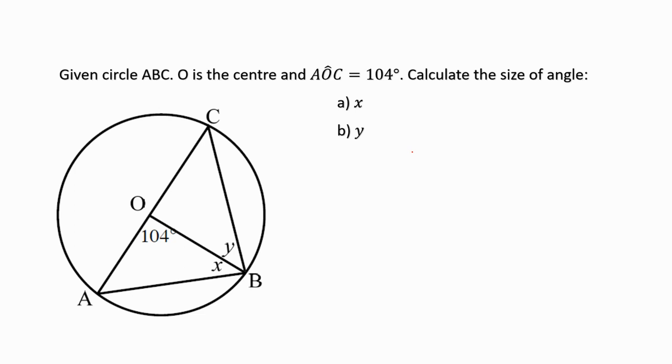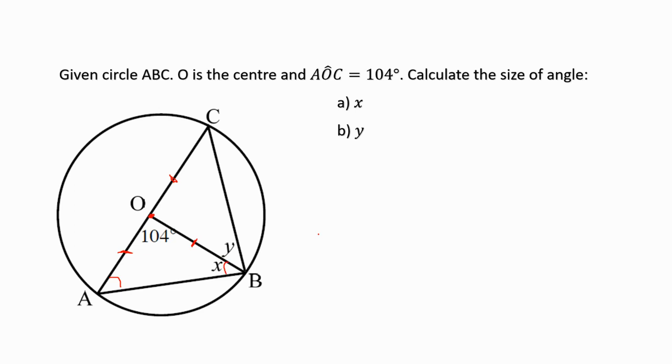Welcome back, learners. What did you do? We're told that O is the center. So it means OA is equal to OB is equal to OC. These are radii, OA, OB, and OC. So this angle and this angle are going to be equal because these are angles opposite equal sides.